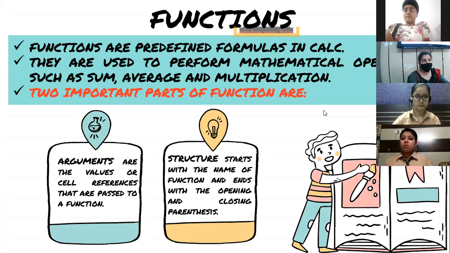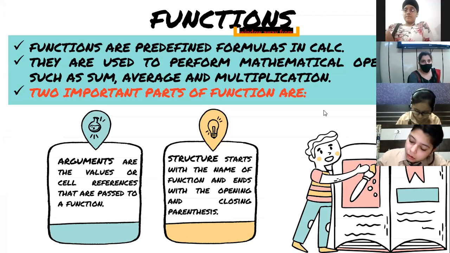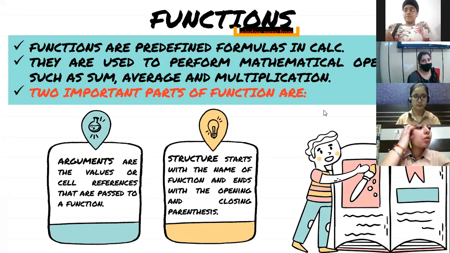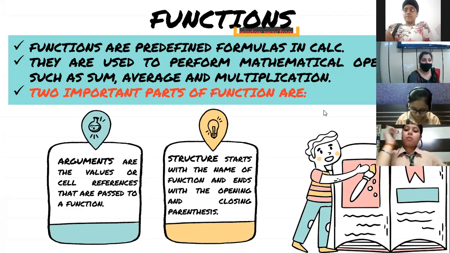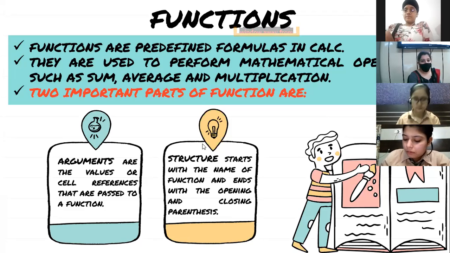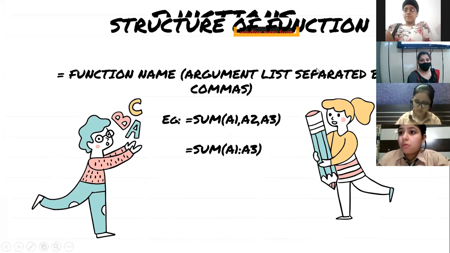So arguments are the values which you are passing to a function. आप एक function के अंदर values pass करते हैं, arguments pass करते हैं. It can be numeric values also, it can be cell addresses also. That will depend upon the requirement, whether you are directly passing a value or you are passing cell addresses. Structure starts with the name of the function and ends with opening and closing parentheses. Parentheses means brackets. Clear? So look at the example now.